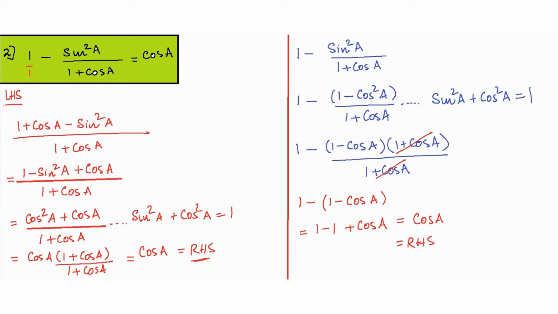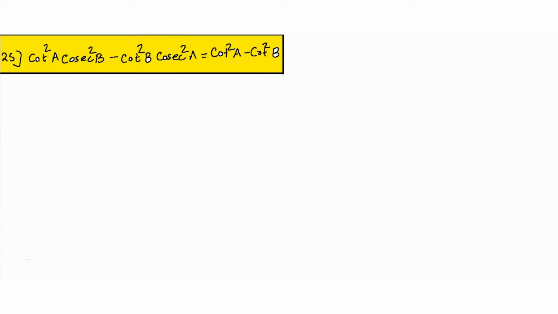Okay, let us now go to the next question. So this is the next question that I would like to solve. Let us look at the left hand side. I have cot square a cosec square b. So over here I have two different angles a and b. So I have cot square a cosec square b minus cot square b cosec square a. And on the right hand side I have only cot square a and cot square b.